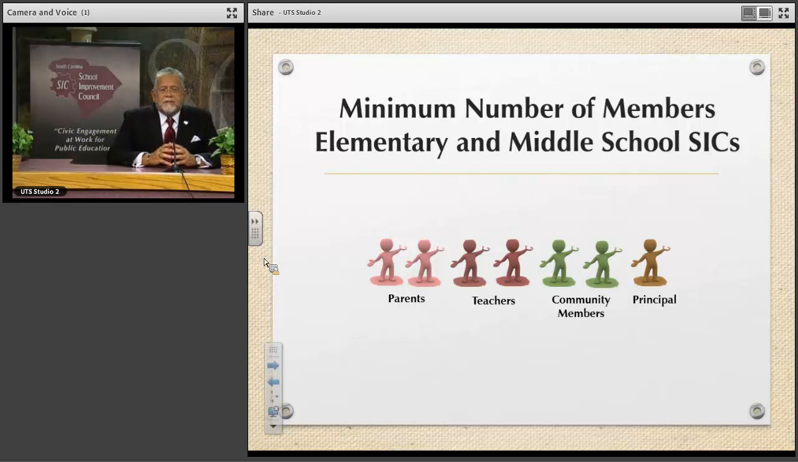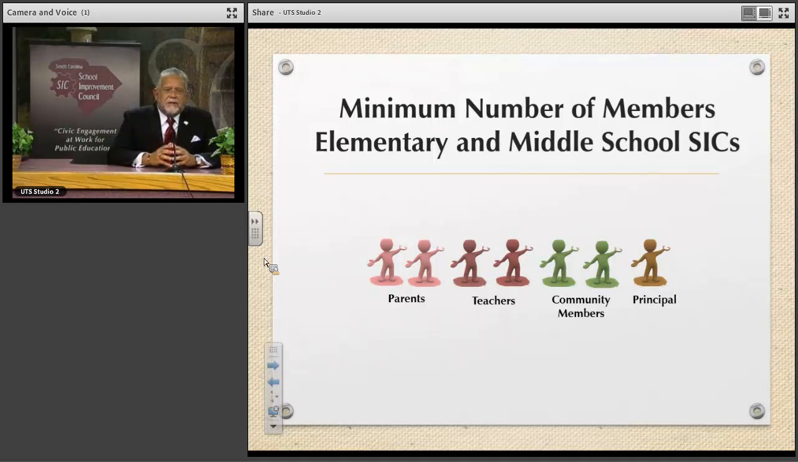State law requires that an SIC have at least 2 elected parents and 2 elected teachers. As mentioned earlier, elementary and middle schools are not required to have student members. State law gives us a formula to determine the number of appointed members required on an SIC. Essentially, an SIC must always have half as many appointed community members as the total number of elected members. Ex officio members are not included in this calculation.